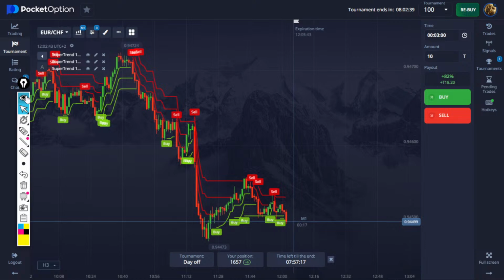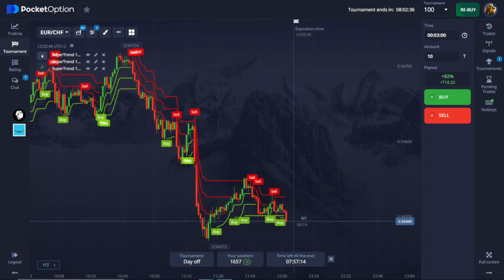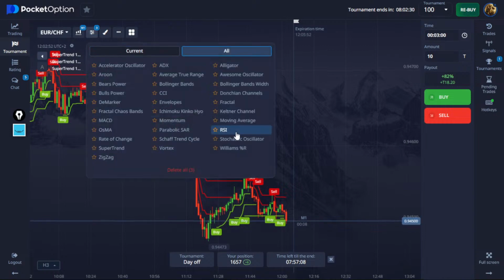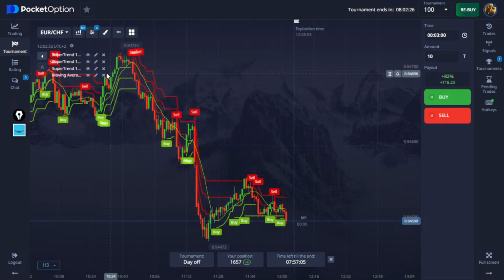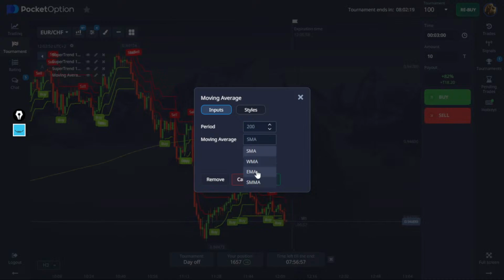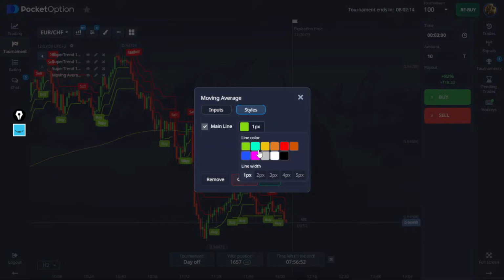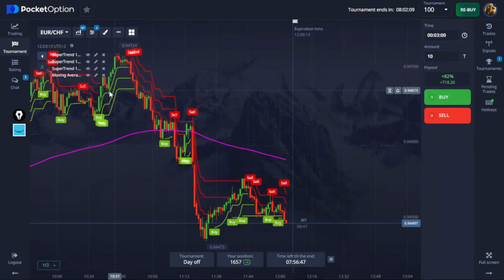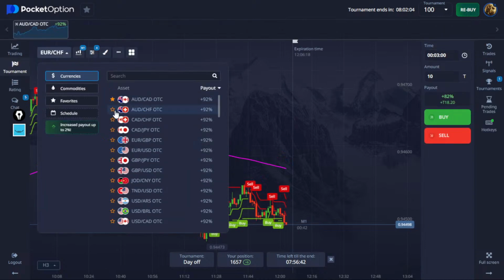Okay, we still need one indicator, which is the moving average. So you click on the indicators tab once and you click on moving average once. You go over here, you set your period to 200 and you change the moving average to EMA and you click on save. Now let me change the style as well to pink 2 pixels and save. Now let us add a few pairs to our favorites.